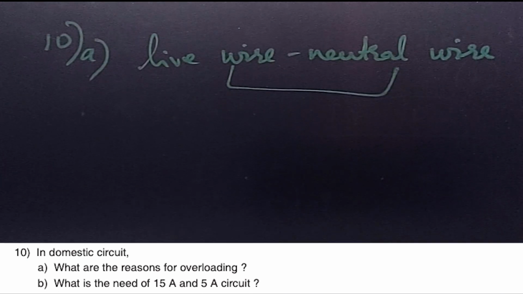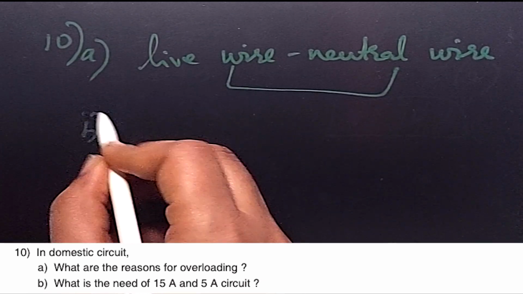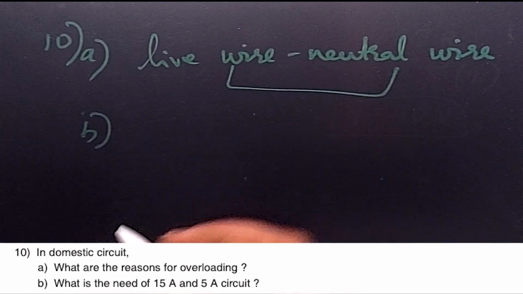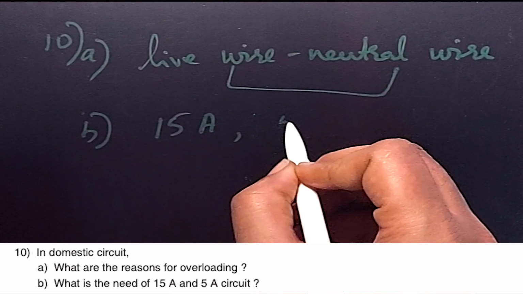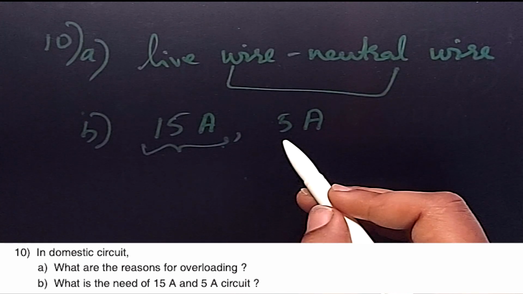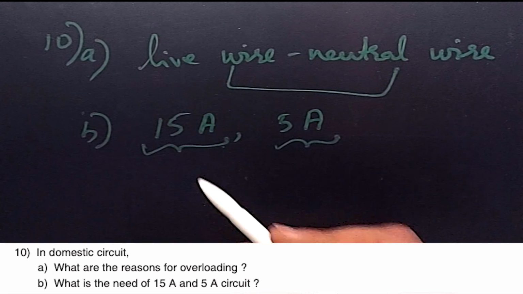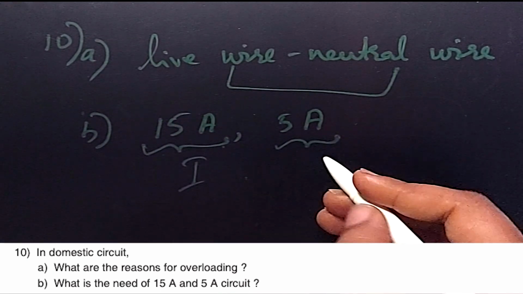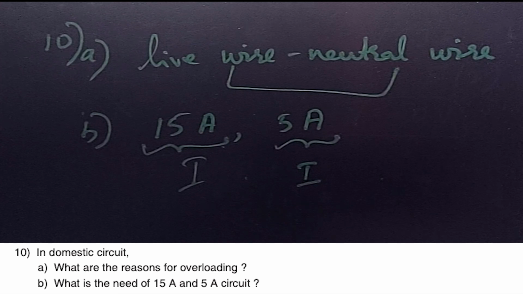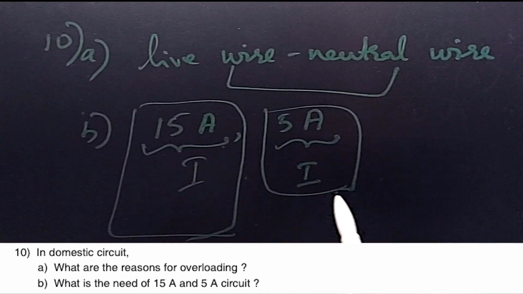Coming to the sub-question B. What is the need of 15 ampere and 5 ampere circuit? It is very clear, a common sense question. Why do we need 15 ampere? On comparing 15 amperes and 5 amperes, we can make a judgment that here more current is used and here less current is used. So the gadgets which need more power make use of this current and the gadgets which need less power or less current use 5 ampere as the current.